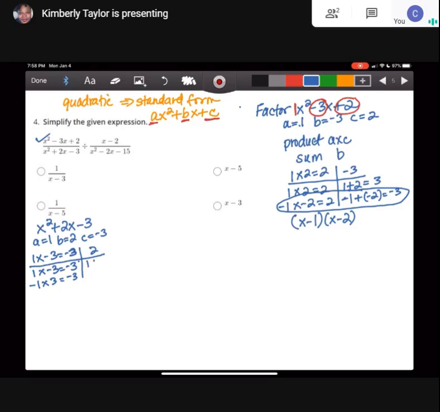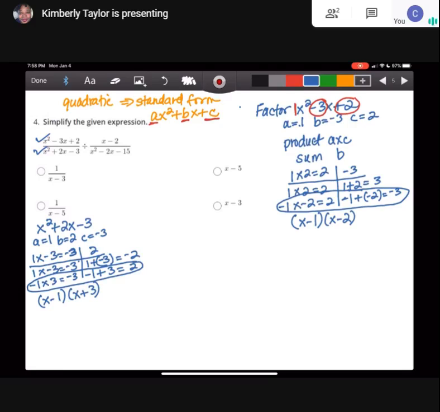So if I say 1 plus negative 3, I get negative 2. If I say negative 1 plus 3, I get positive 2. So this is the combination that I want. So to factor the x squared plus 2x minus 3, it's going to be x minus 1, x plus 3. So we did that one.